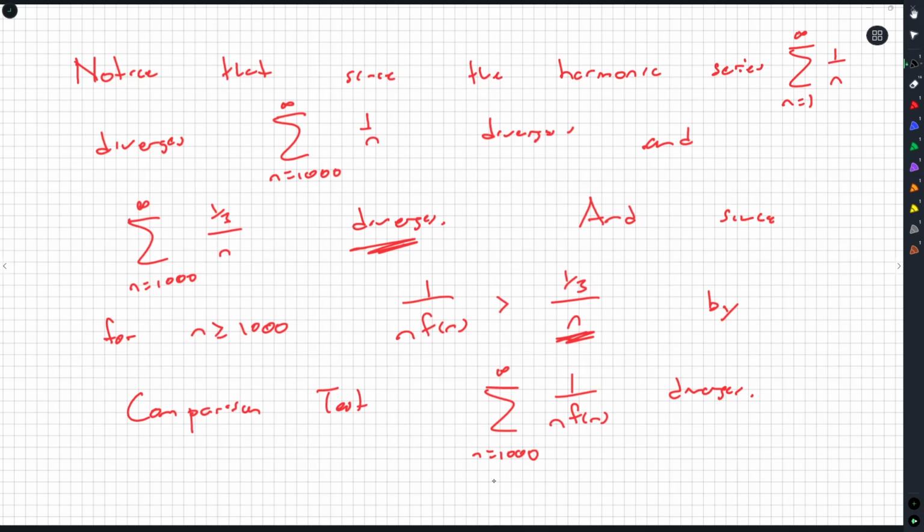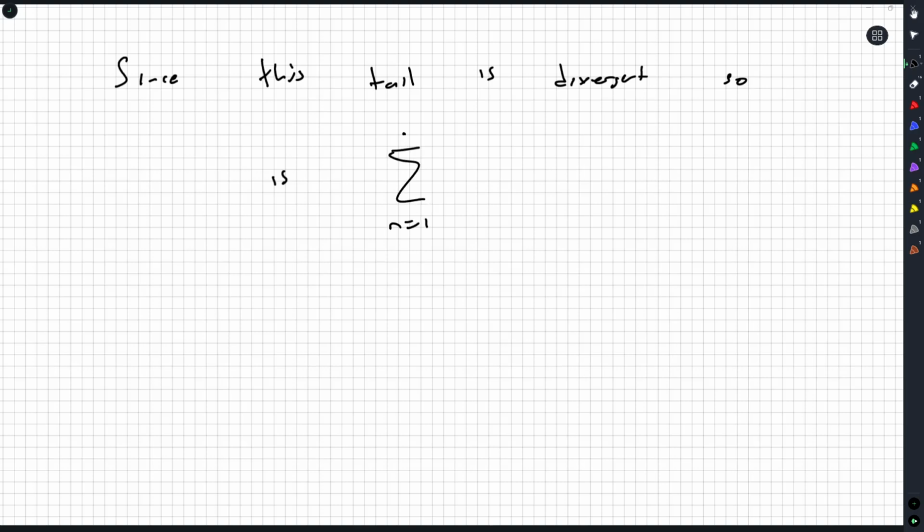And then the final thing to say is, well, this is a tail. If the tail diverges, the original thing diverges. So we'll say since this tail is divergent, so is the original that we were asked for, the sum of 1 over n, f at n. Even though we don't know exactly how the f function behaves before 1,000, it can be wild, it can be crazy. You've got to remember, as far as an infinite sum is concerned, we don't care. It's all about what happens eventually. So there we go. This is, in fact, divergent.